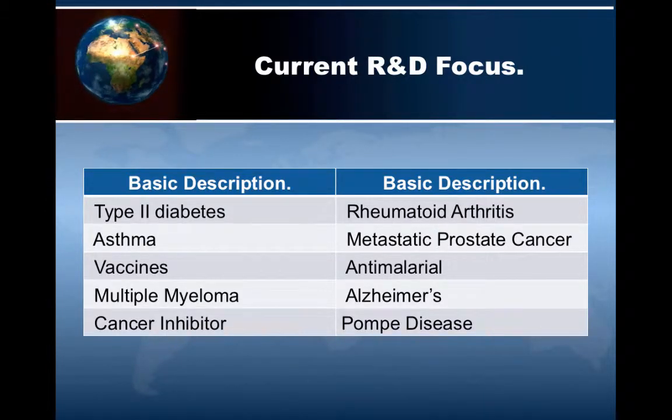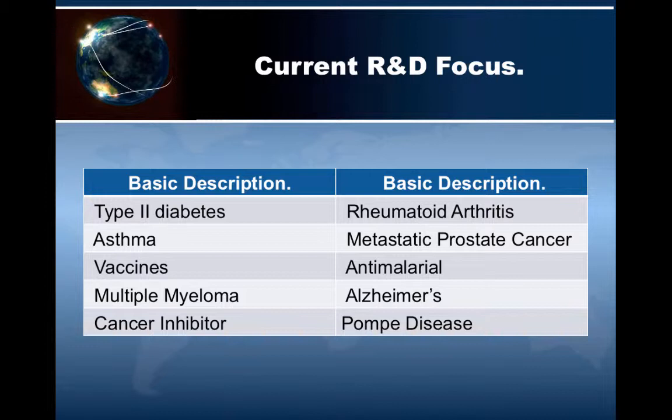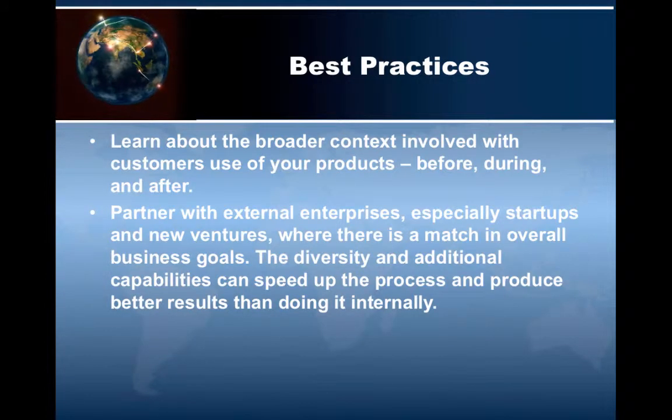They worked on all kinds of things in these collaborations with venture capital and new companies, from type 2 diabetes to asthma, vaccines, Alzheimer's, antimalarial, rheumatoid arthritis, and that sort of stuff. So a broad program of R&D under their Sunrise initiative, working with outside companies in all of this. I think there's a lot of best practices here.